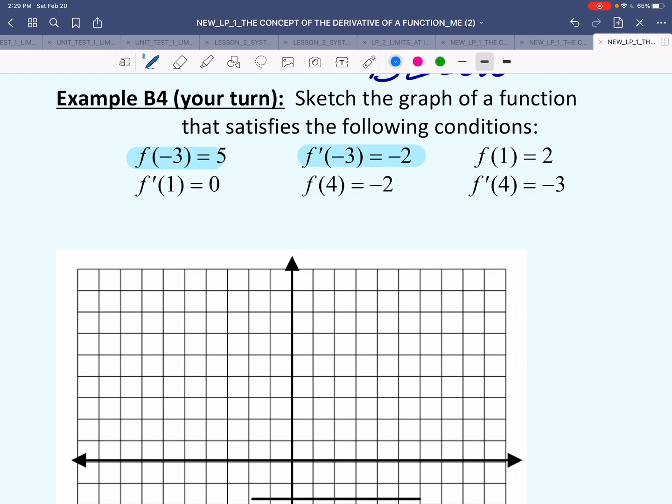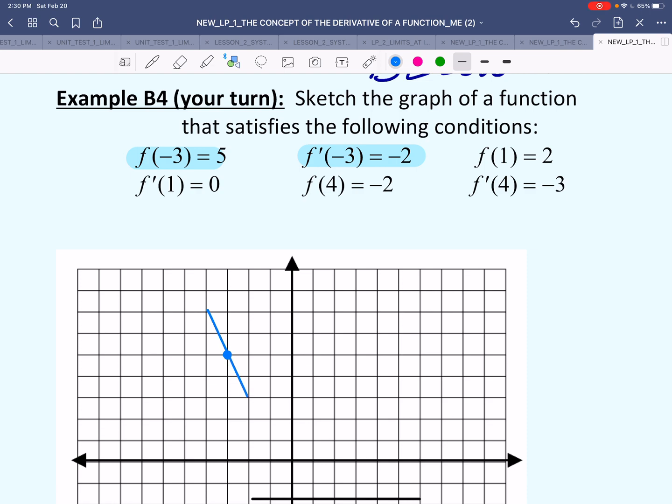So here we go. X negative 3 means that we are in 1, 2, 3. Y is 5, 2, 3, 4, 5. So it's right here. So this is a point on the graph of a function, and the slope of the tangent here would be negative 2. So I'm going to draw a straight line with a slope of negative 2 here.